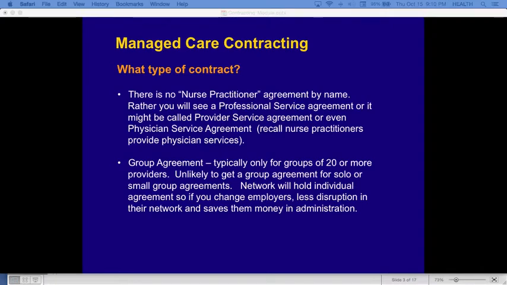Right, so we're now in managed care contracting. We're going to go over the second objective. Our second objective is to gain an understanding of the contract structure and language elements.